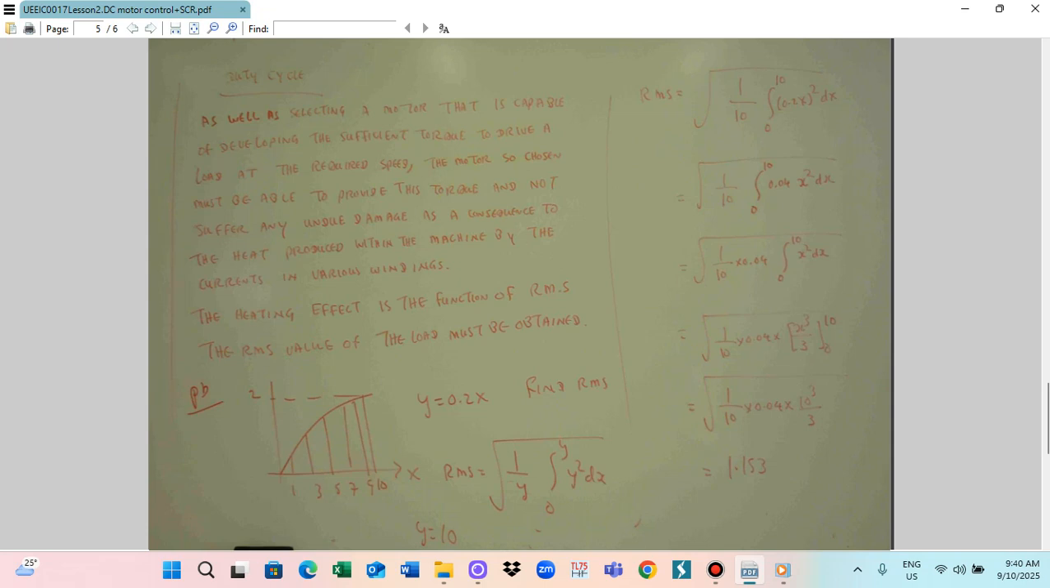So 8 square dA, you make the integration. So this is 1 by 10 multiplied by 0.04 multiplied by 8 power 3 by 3, integration from 0 to 10. So you substitute the 10 in the place of the 8. So that way it is 1 by 10 multiplied by 0.04 multiplied by 10 power 3 divided by 3. Then you get the RMS value as 1.153. RMS value you can calculate this way.